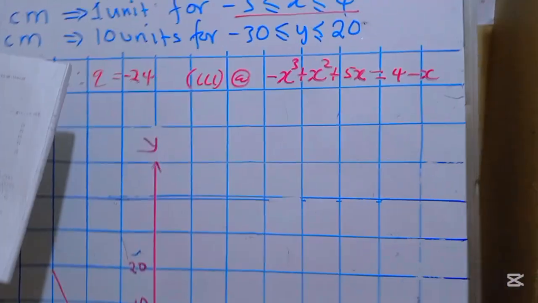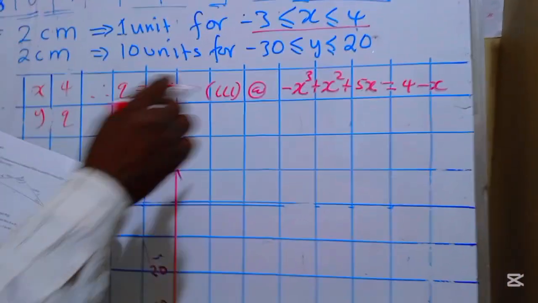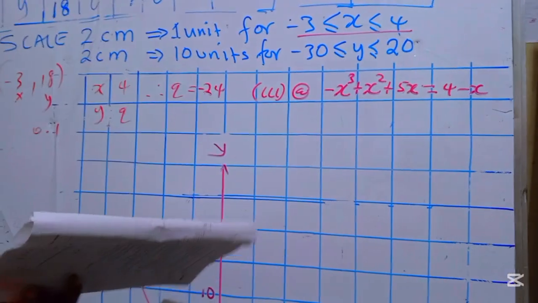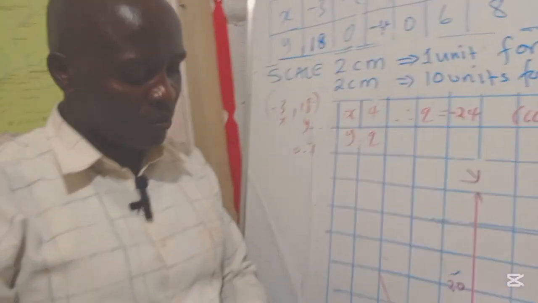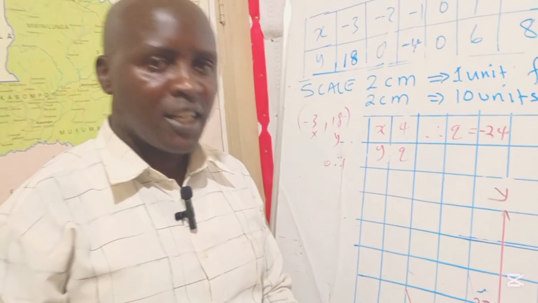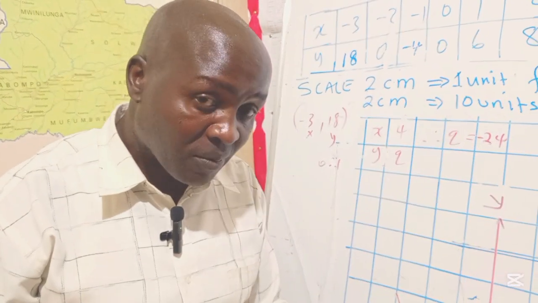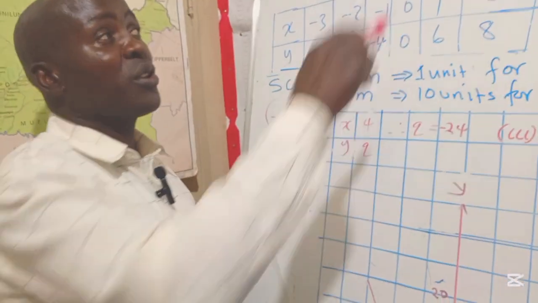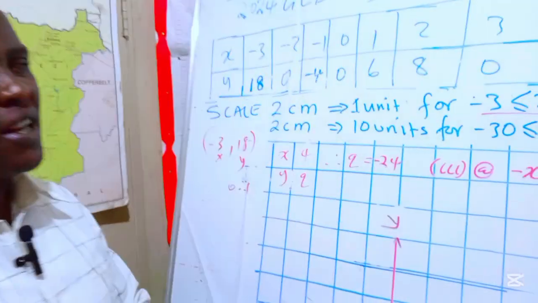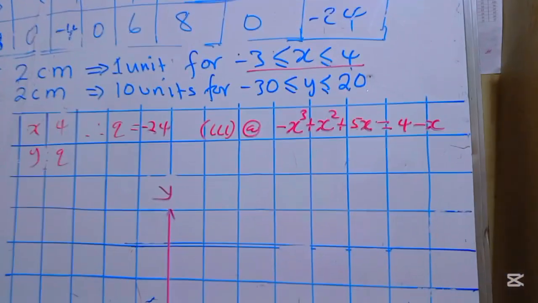Now they are telling us to solve this equation using the graph. Please, ladies and gentlemen, compare what they have given you in the question and also the original function. You'll find that they are totally different.